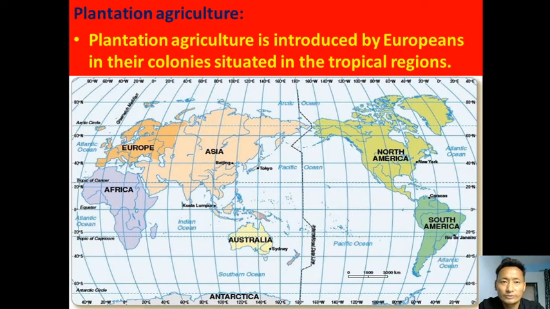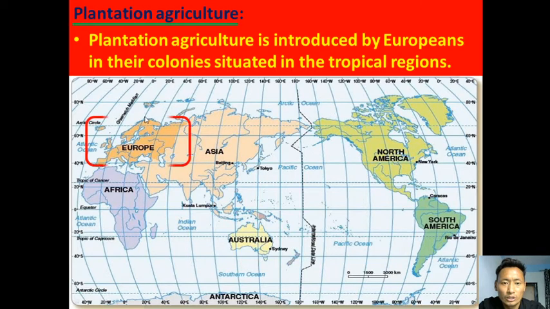Plantation agriculture is a cultivation of tree crops such as tea, coffee, rubber. Mainly for cultivation of these crops, tree crops are done mainly for commercial purposes. So that is called plantation agriculture. So the plantation agriculture is introduced by Europeans.